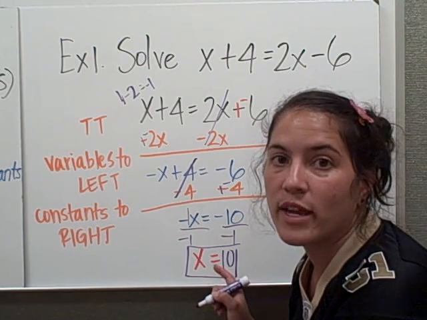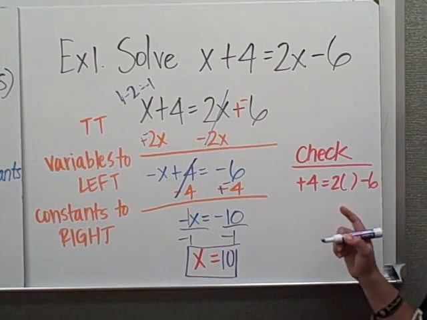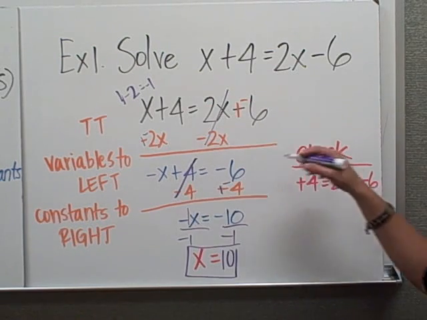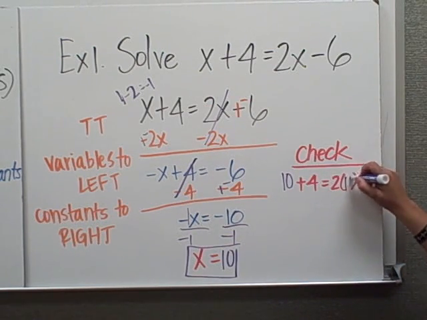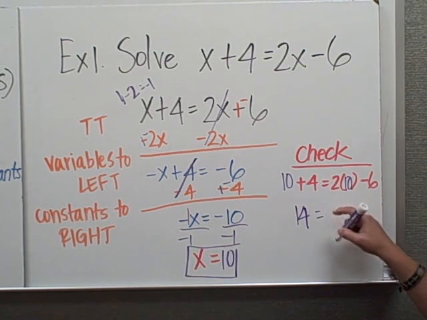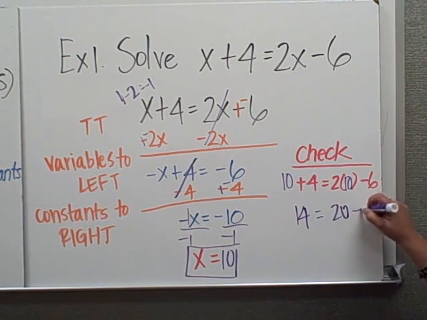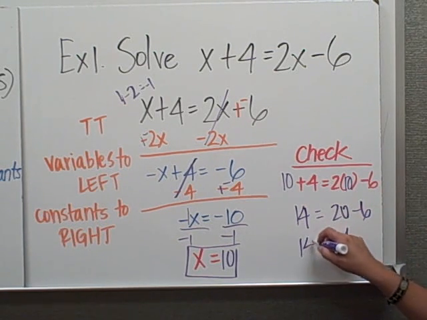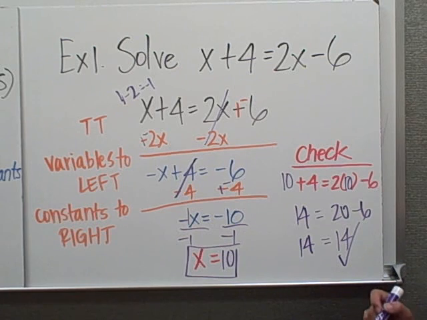Because we're dealing with equations, we can check them. So let's come over here and check. I left blanks for my x's. So x is 10, so that means I'm going to do 10 and 10. 10 plus 4 is 14. 2 times 10 is 20 minus 6. 20 minus 6 is 14, and that equals 14. So this checks out. And that is example number 1.